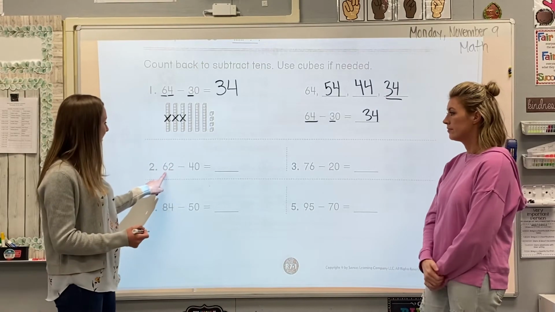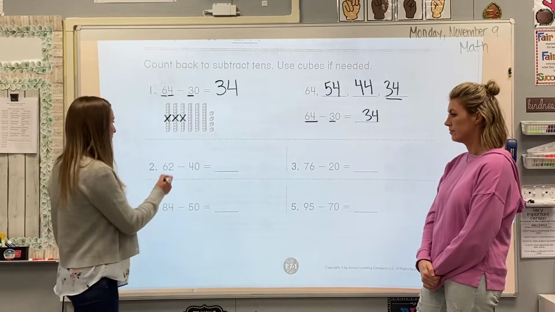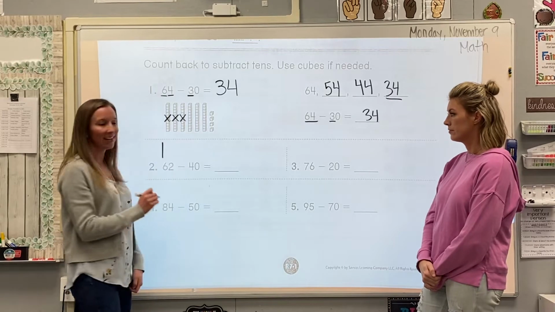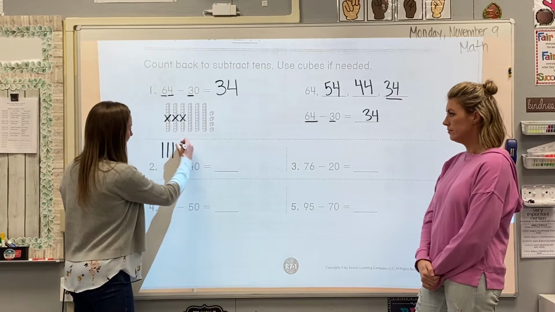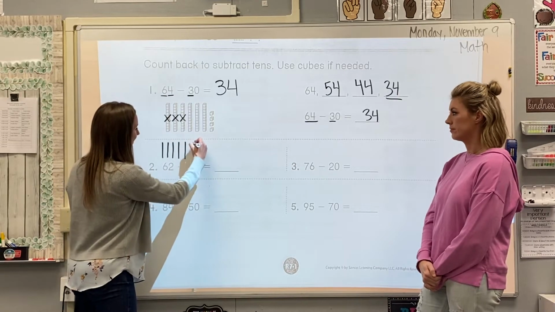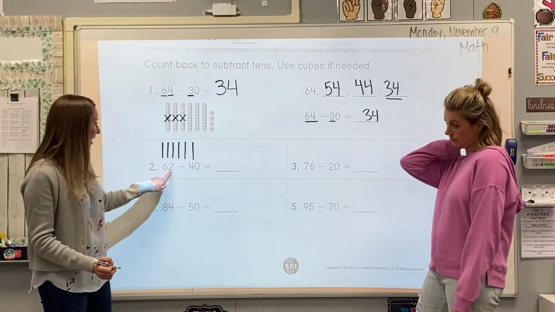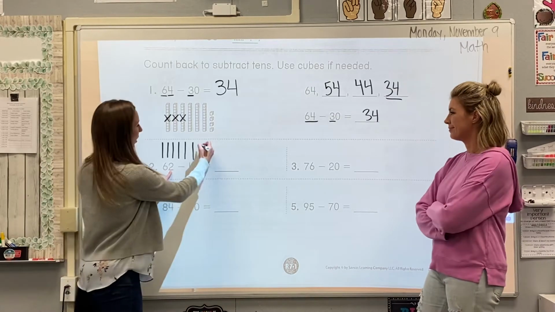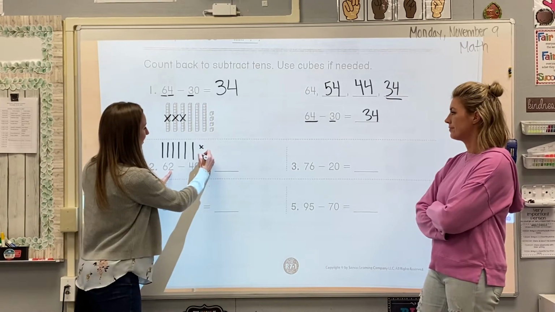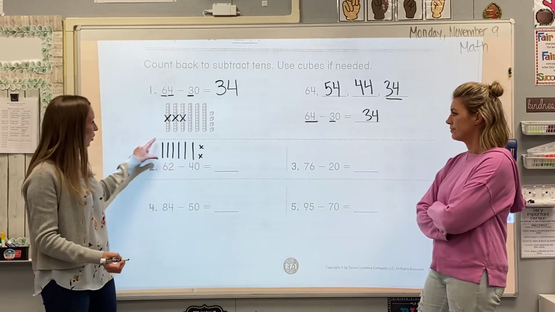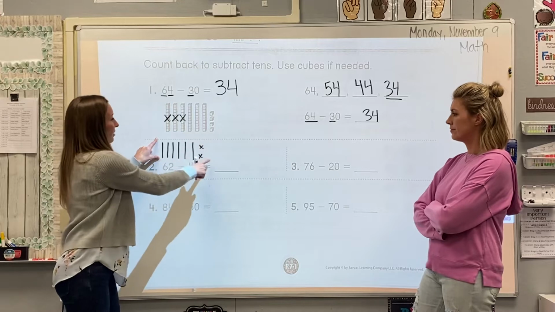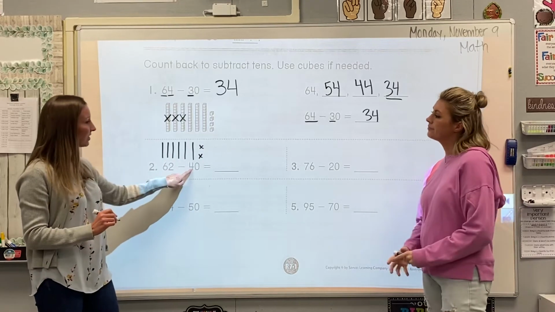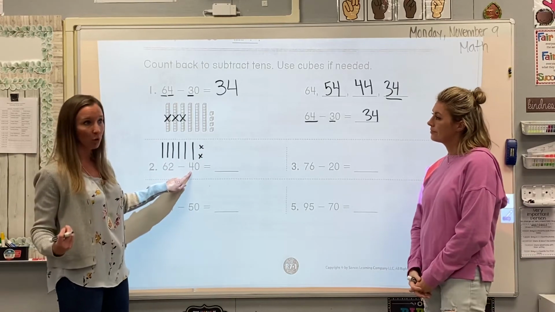So I have a 6 in the tens place. I'm going to draw 6 tens rods, and I like to just draw straight lines. So 1, 2, 3, 4, 5, 6. And I have 2 1s. I'm going to draw little X's. That's easiest for me. All right, so I represented the number 62 by drawing 6 tens and 2 1s, and now I need to subtract or take away 40.